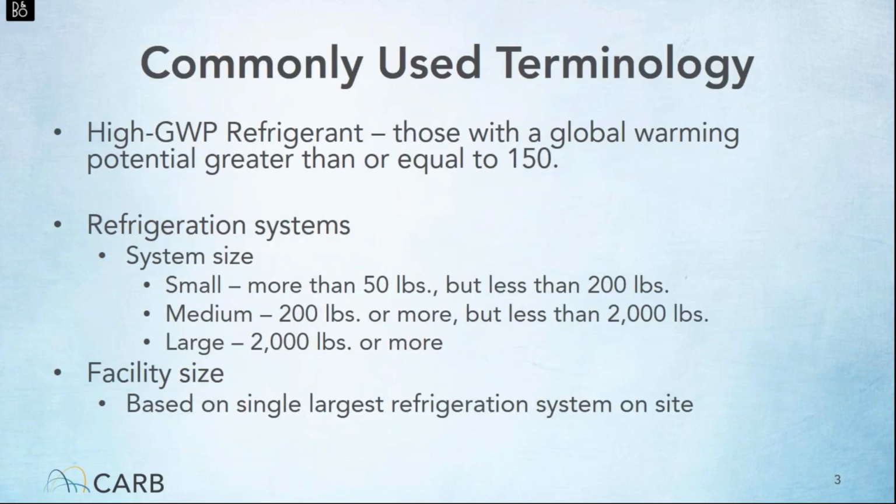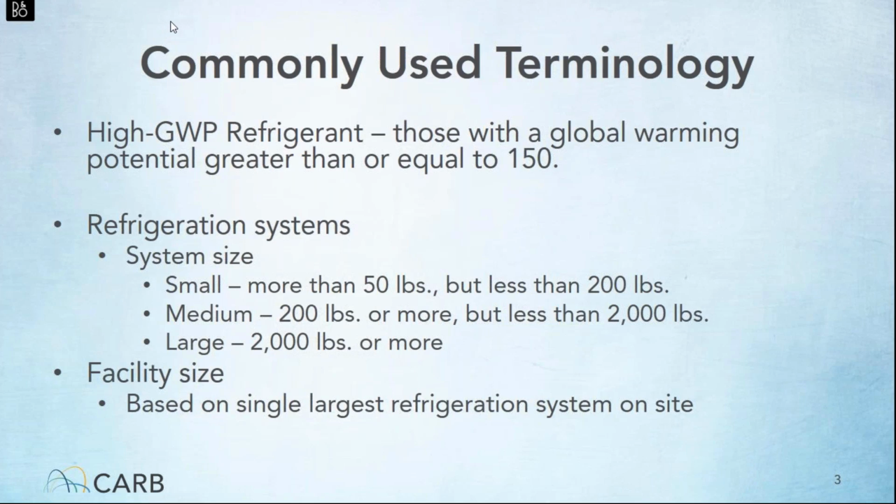Starting off with some commonly used terminology, GWP stands for Global Warming Potential. For the purposes of the regulation, high GWP refrigerants are those with a global warming potential of greater than 150. We classify systems into three size categories: small, medium, and large. Small systems contain 50 pounds of refrigerant but less than 200 pounds. Medium systems contain 200 or more but less than 2,000. And large systems contain 2,000 or more pounds of refrigerant.